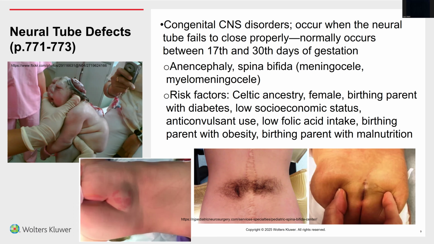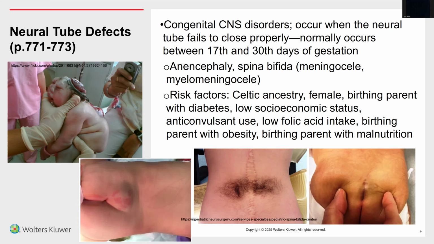Now, a meningocele falls under the spina bifida disorders. It's a rare form where a fluid-filled sac protrudes through the spine, but the spinal cord is not in that sac. These little ones may have some minor disabilities that we need to be aware of.